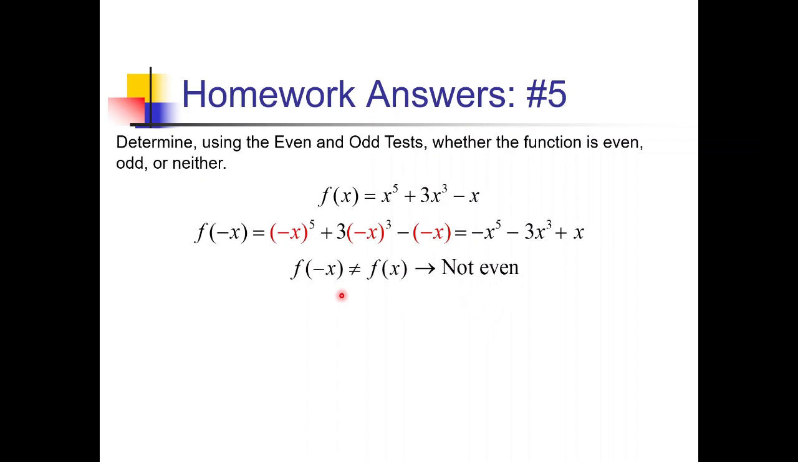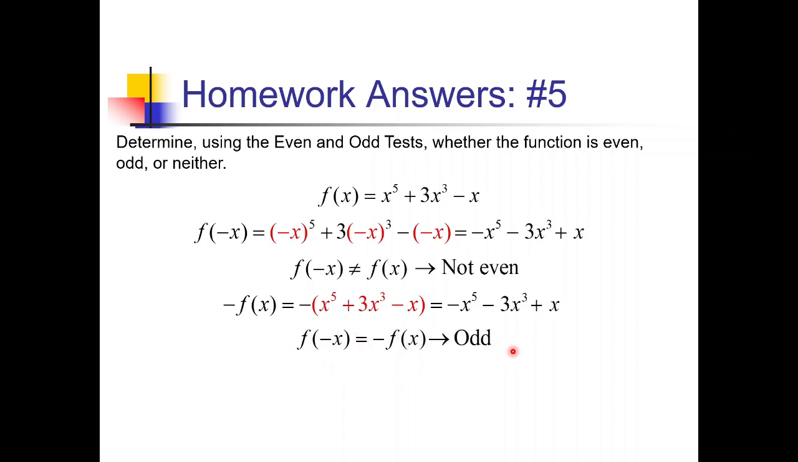Let's now prove it is going to be odd by doing negative f of x. That negates everything that was in the original function. So negative x to the fifth minus 3x cubed plus x, if we distribute that negative there. And that does match f of negative x. Since f of negative x and negative f of x do match, this proves that we have an odd function.